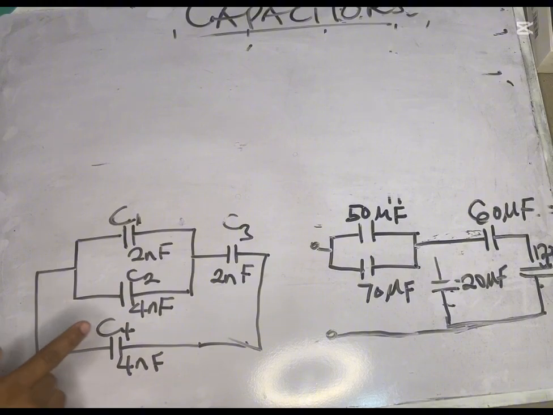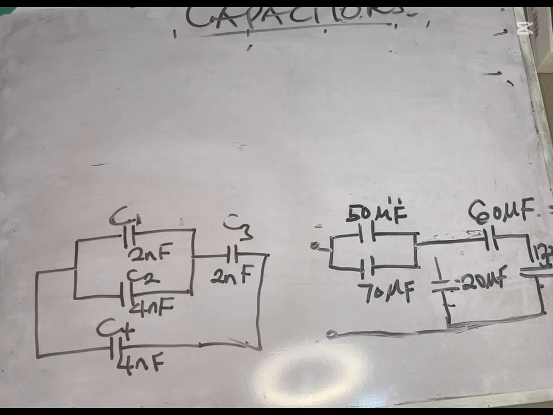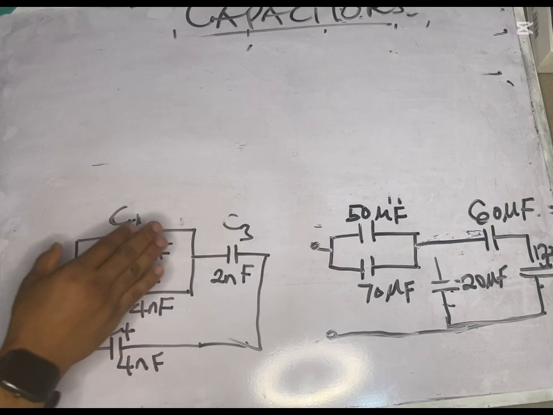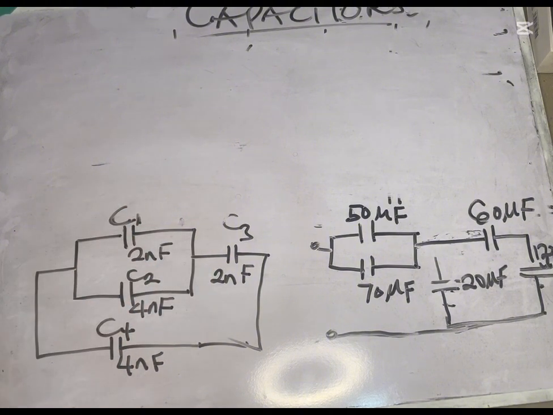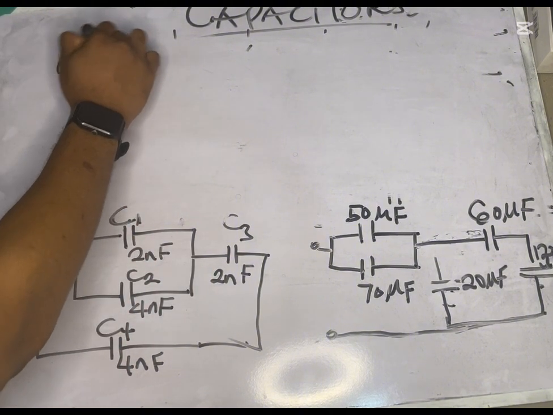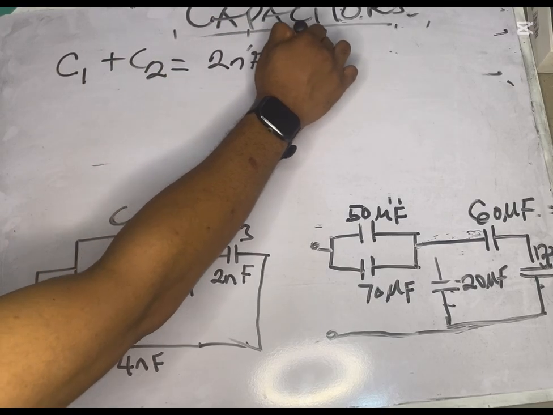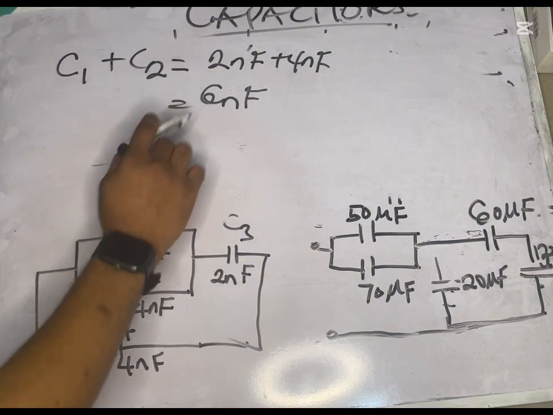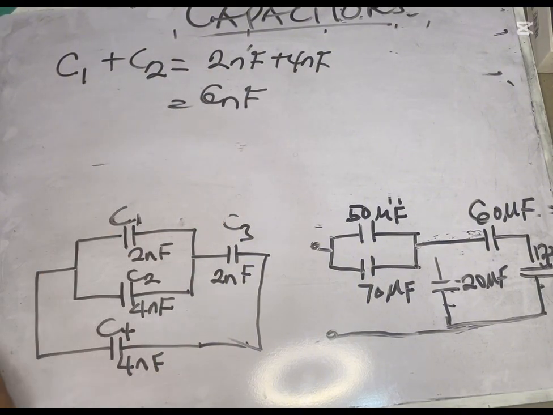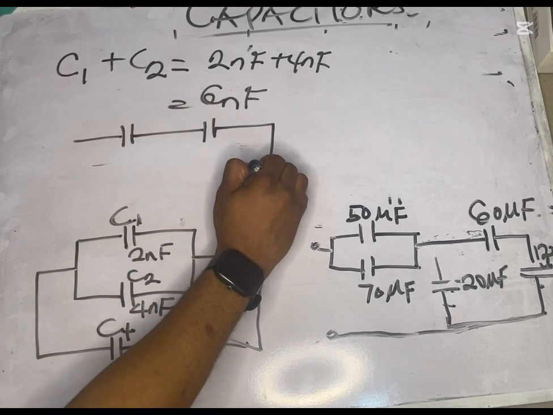If you look at this circuit, you realize that two capacitors here are connected in parallel. These ones are clearly connected in parallel, so we have to resolve them first. We resolve C1 and C2, which are in parallel. It will be C1 plus C2, which is 2 nanofarad plus 4 nanofarad, and that gives us 6 nanofarad. So now as we have resolved it, we'll now have something like this.